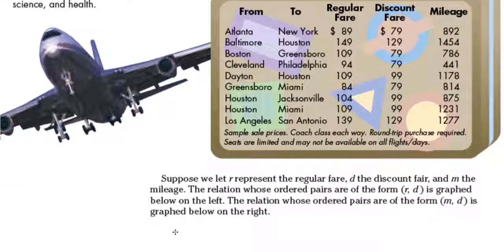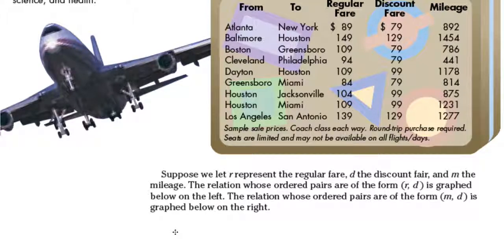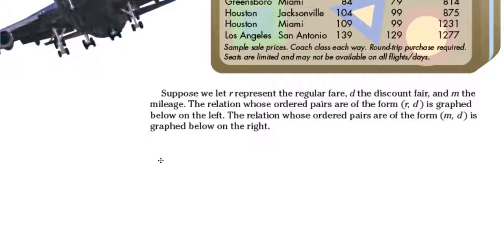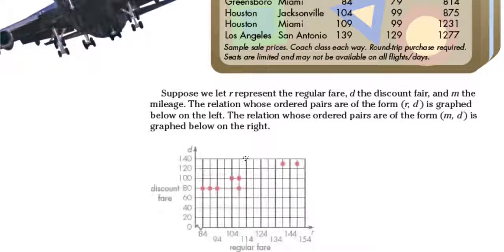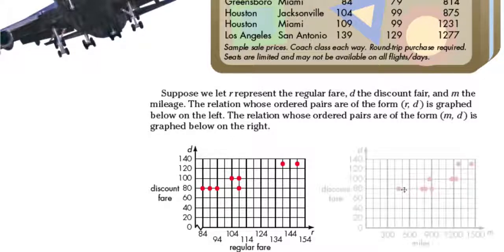is this: suppose we let R represent the regular fare, D represent the discount fare, and M represent the mileage. The relation whose ordered pairs are in the form RD, which means the regular fare and discount fare, is graphed below on the left. So this is the graph of that one, where R is your regular fare, related to the discount fare. The relation whose ordered pairs are in the form MD, where M is the mileage and D is the discounted fare, is graphed on the right.